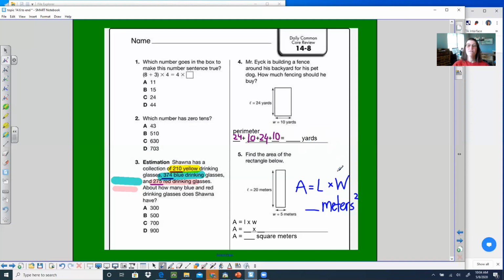Okay, number 5, find the area of the rectangle below. So I'm reminding you about the formula. Please type it out. A equals length times width. It tells me my length is 20. So please type in 20. And then it tells me my width is 5. Please type in 5. Now remember, you can do it like a base fact. You can do 2 times 5 is, and then put that extra 0 on the end.